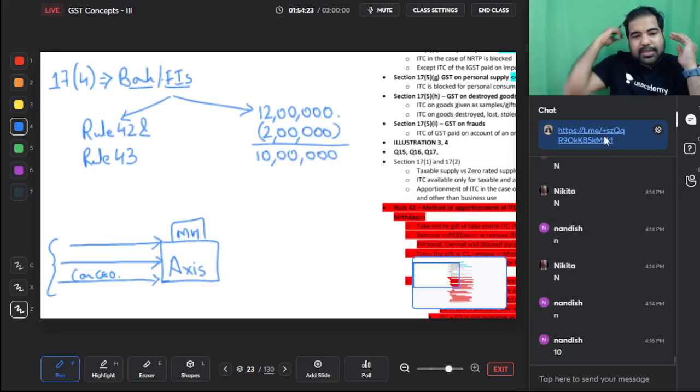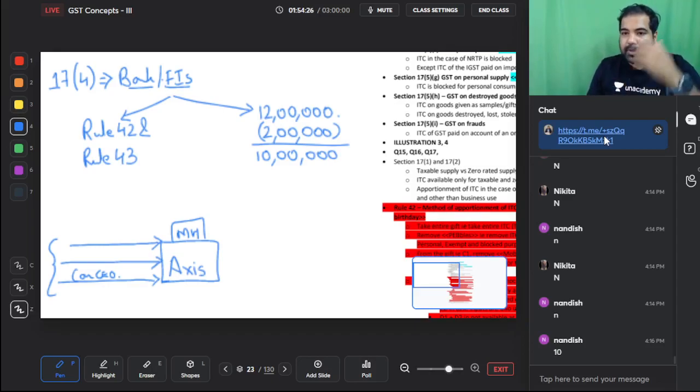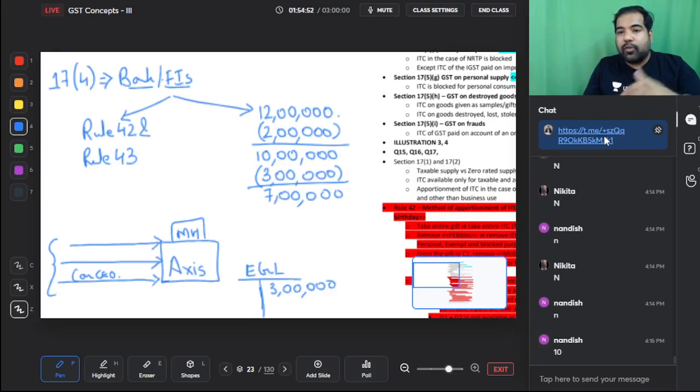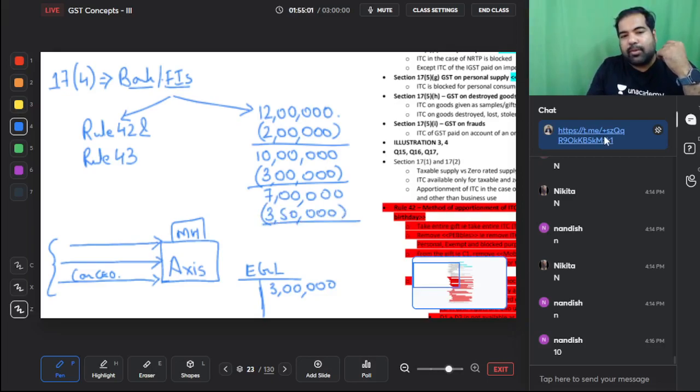Then from this, whatever you are getting from your deemed distinct person, like Axis Bank Gujarat, that you remove. Let's say that is 3 lakhs. Why remove that? Because you'll get 100% of that. So in your electronic credit ledger, you can take the entire 3 lakh. And of the balance, because you don't want to use Rule 42, 43, what you do is we are assuming 50% of this is not allowed because it will be used for exempt supply, etc. So only 50% is allowed. So 3,50,000 is gone, and 3,50,000 remains, which you can take to your credit ledger.